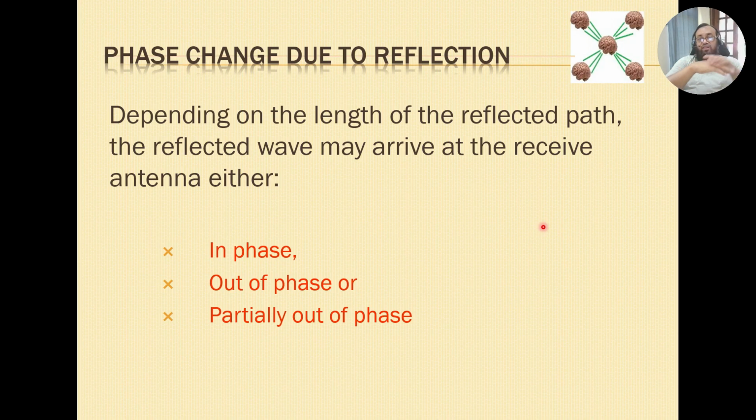It depends a lot on how much path is being traversed. When the wave hits something, how much distance it covers after that to reach the receiver. Based on that distance and the wavelength of the frequency, it may be in phase, out of phase, or partially out of phase. So I hope this point is now a bit understood to you.